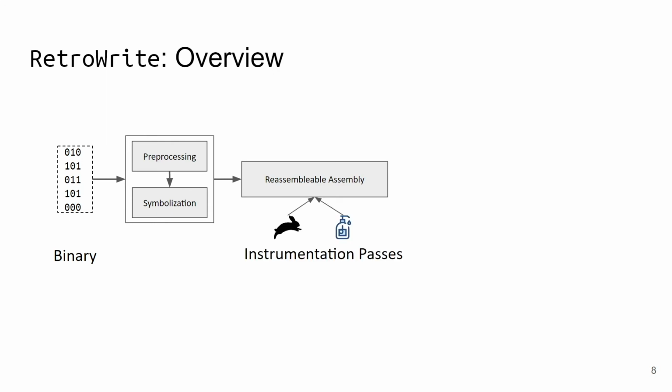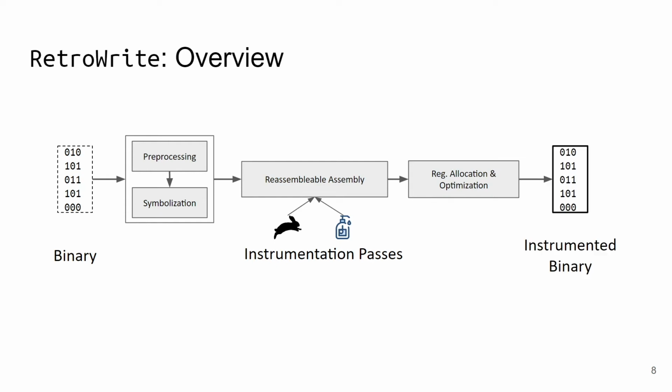Retrowrite also provides an API that allows instrumentation passes to be implemented, and the generated reassembly may be instrumented directly within the framework. Lastly, the instrumentation is passed through a register allocation and optimization phase, after which a new binary may be generated using any off-the-shelf assembler. The key phase in this pipeline is the symbolization procedure that generates a reassemblable assembly.